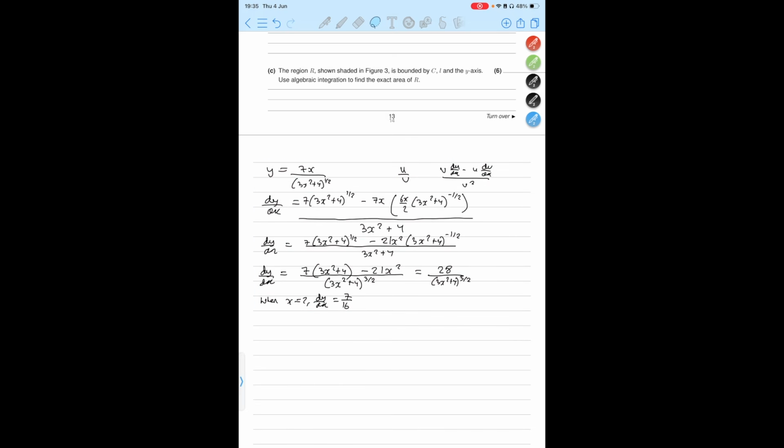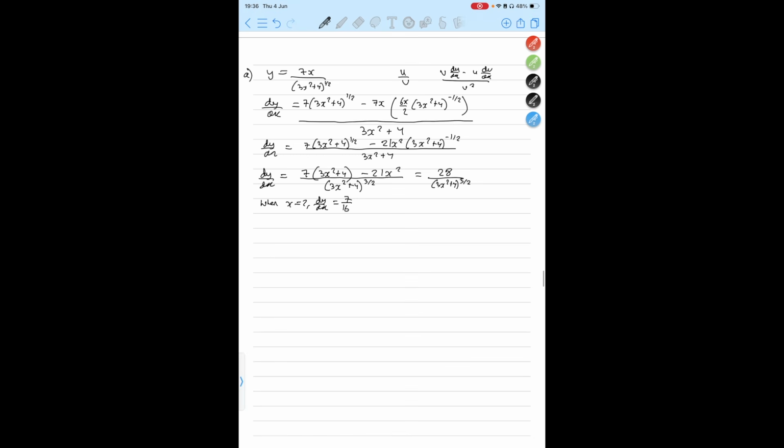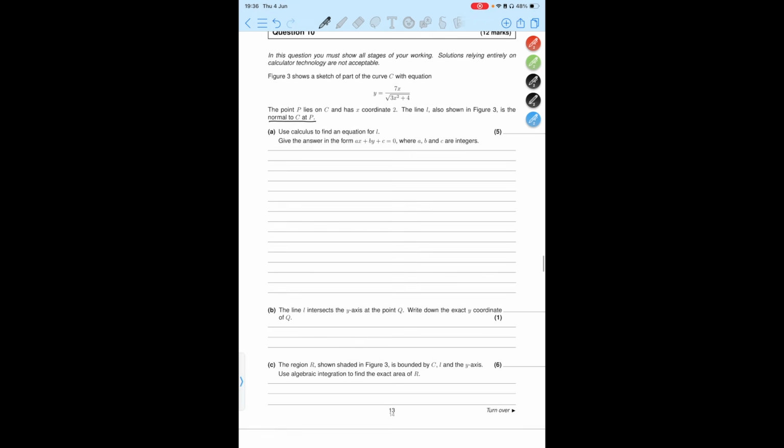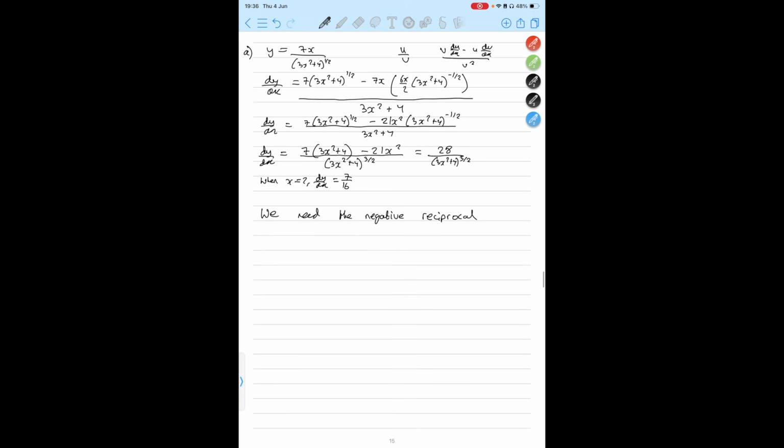We're still continuing on question part A, and I'm going to label it this time. Part A. We've now got the gradient at x equals 2, and we're trying to find the normal. For the normal, we need the negative reciprocal. Negative, oh dear, I hope that's right. My English has always sucked, so you can mock me for my spelling if that's wrong. So for L, m equals minus 16 over 7.